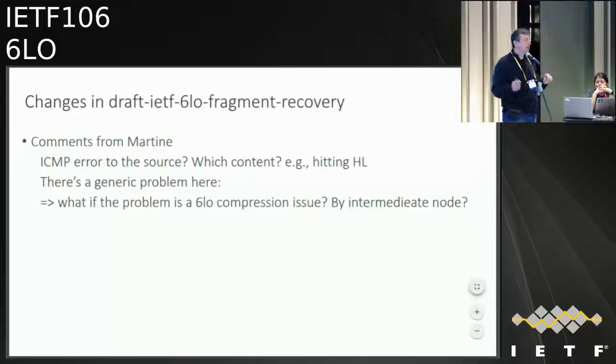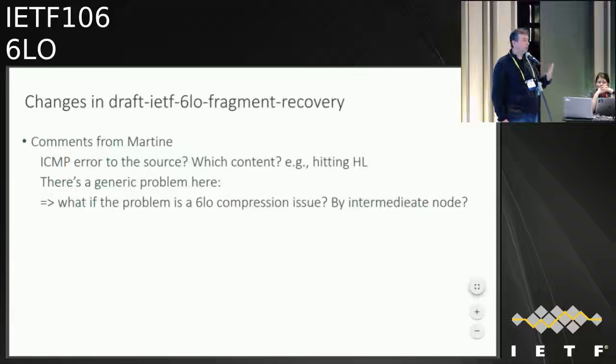And it's even worse than that. Who is the source? Because if you're recomposing 6LoWPAN at every hop, and the problem has to do with the 6LoWPAN compression or fragmentation, then maybe the source of the problem is not the guy who passed the packet at layer 3 at the other end of the mesh. It's really the hop before you.